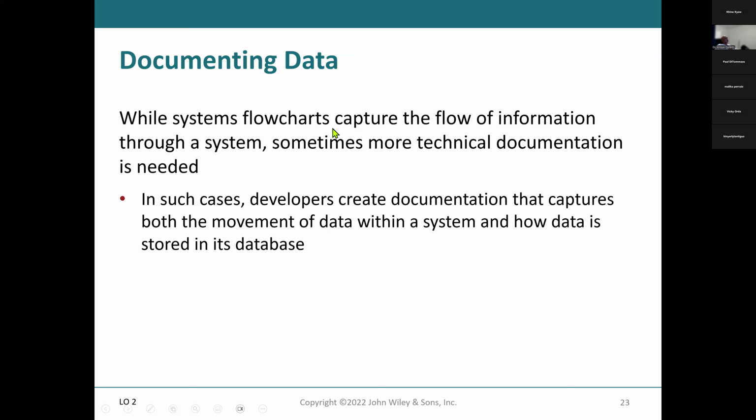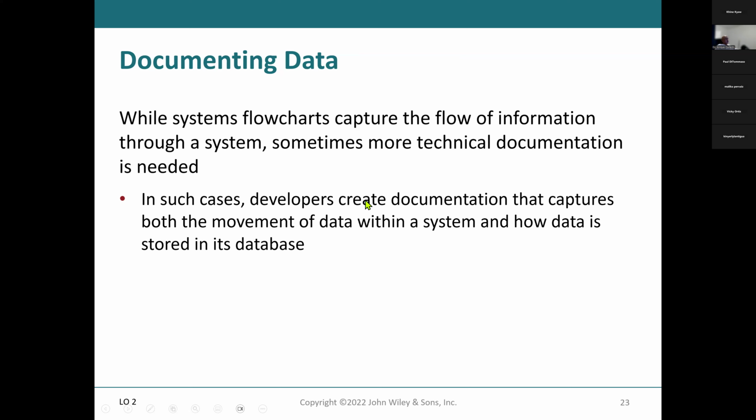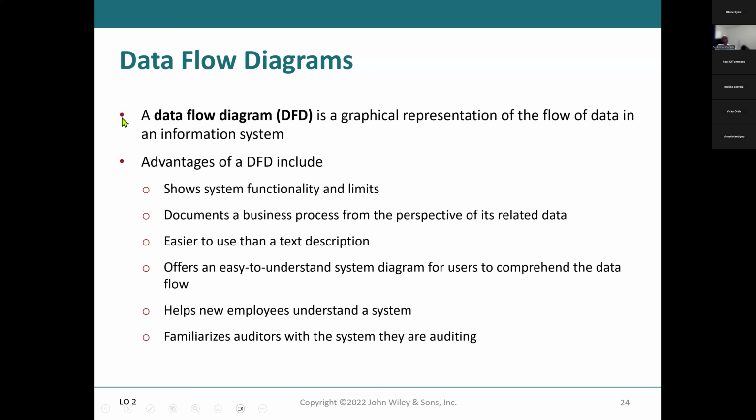So, documenting data. While system flowcharts capture the flow of information, sometimes you need more technical documentation. And in this case, you're keeping track of the movement of data within a system and how the data is actually stored in its database. And we'll see some examples in a few minutes. So, to this end, how data is stored in the database, we have this thing called data flow diagram, and then we have entity relationship diagrams that we're going to talk about next.